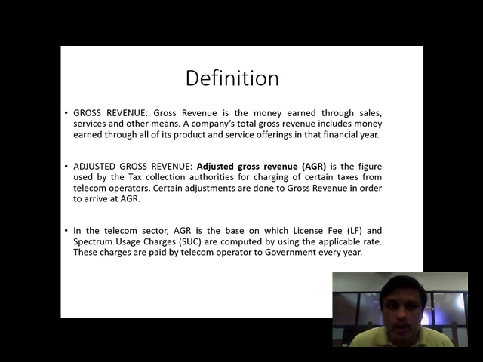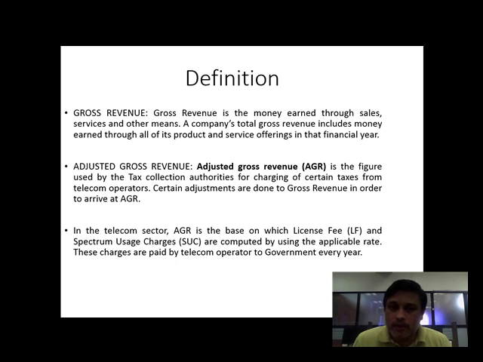To begin with, we'll look at a few definitions. Definition of gross revenue and adjusted gross revenue. Gross revenue is the money earned through sales, services and other means. A company's total gross revenue includes money earned through all of its products and services offerings in that financial year.